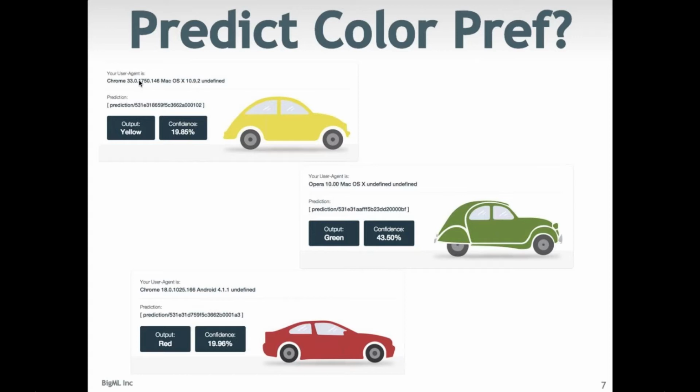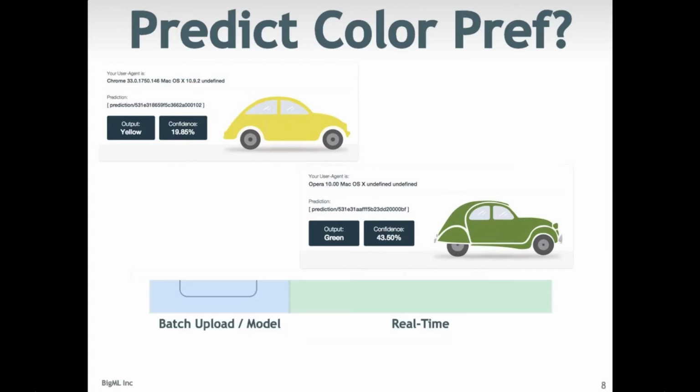Here we have the user agent is Chrome. We're predicting a yellow car. Here the user agent is Opera. We're predicting a green car.